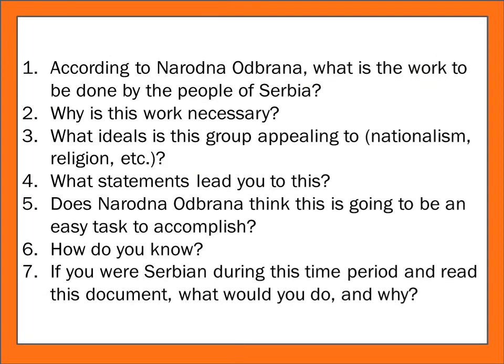All right, so these are the questions that I need you to answer based on what we just read from the statement from Narodna Obdrana, or the Black Hand. The first question you're going to answer is, according to Narodna Obdrana, what is the work that is to be done by the people of Serbia? What work is it? Because they keep talking about work. The second question is, why is this work necessary? What is the Black Hand saying that is happening that makes that work necessary? Why do they need to do that?